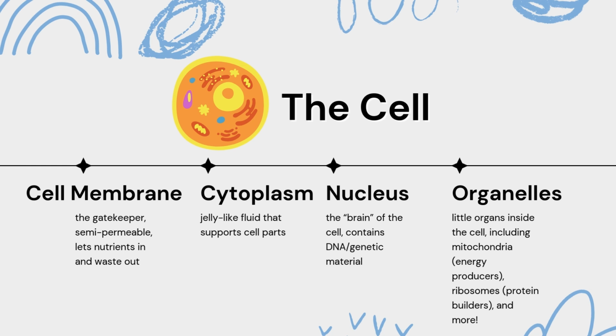Organelles are specialized structures within the cell, each performing distinct functions essential for cellular activities. Ribosomes are tiny structures that synthesize proteins by translating messenger RNA into polypeptide chains. Ribosomes can be free-floating in the cytoplasm or bound to the rough ER.